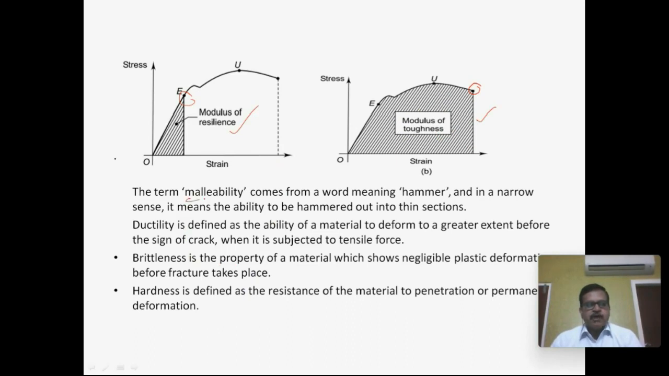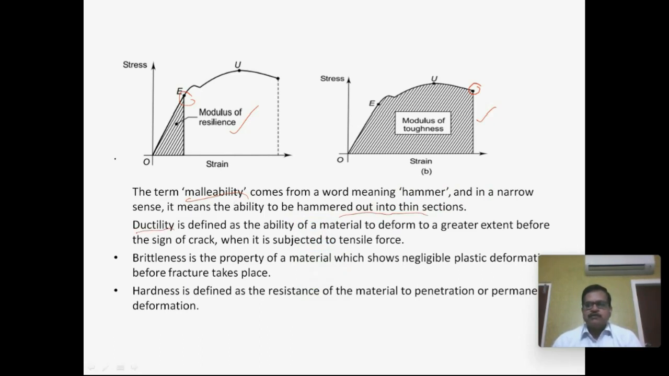Next, the term malleability. As we know, malleability comes from the word mallet, that is hammer. So it is the ability of the material to be hammered into thin sections.